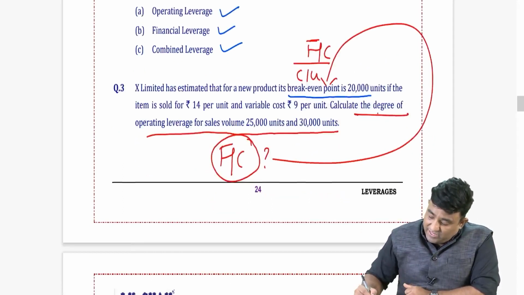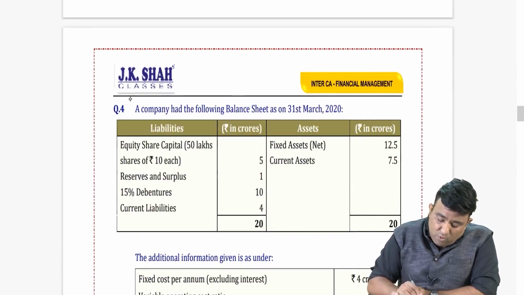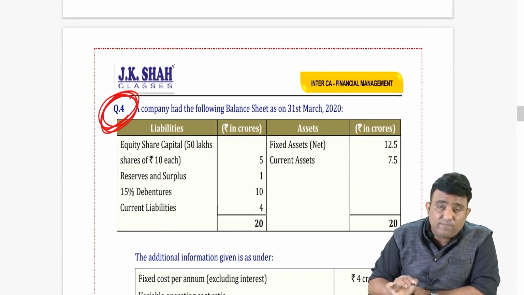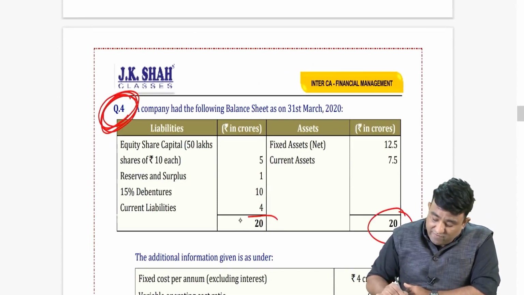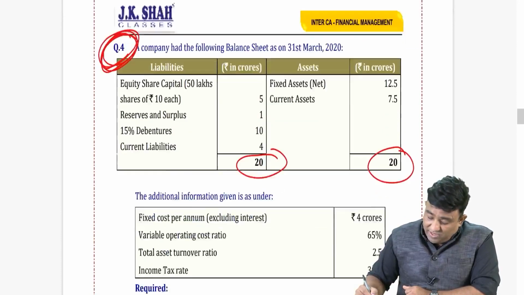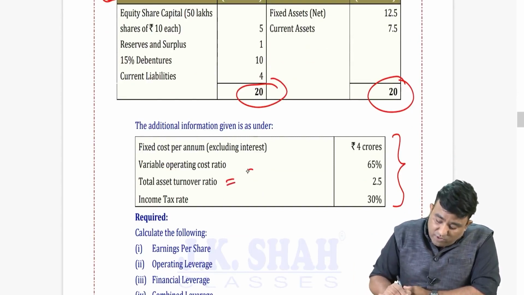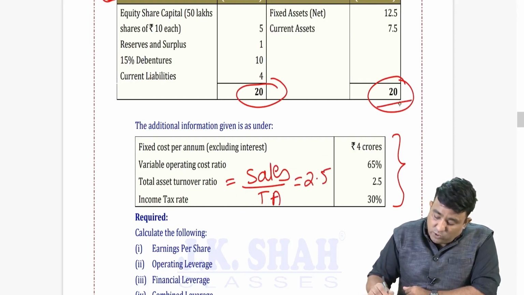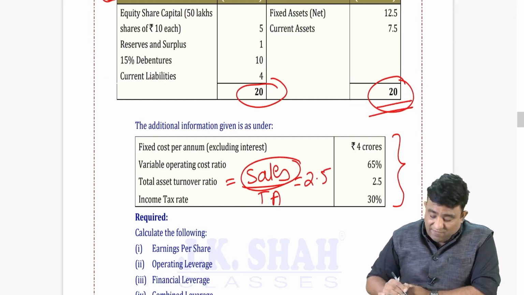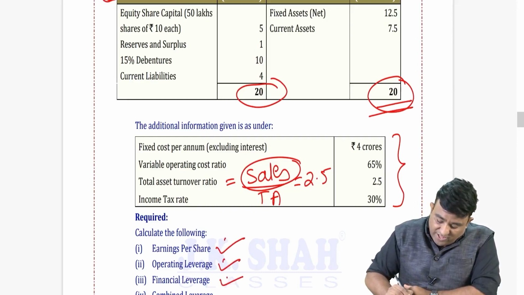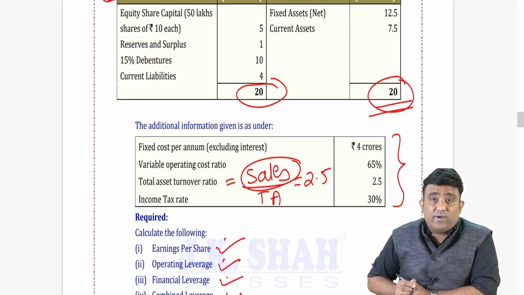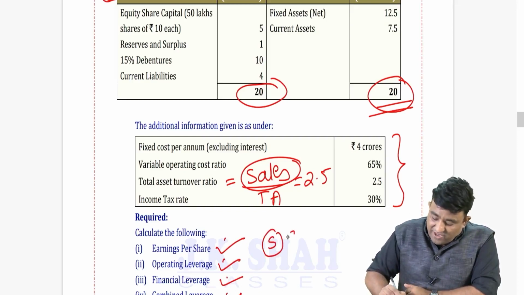Fair enough? And thereafter, next question, student, this is the most frequently asked question at your level. One company's balance sheet is given, asset slabs are given, certain information of fixed cost, variable cost, total asset turnover ratio. Student, what is the formula of total asset turnover ratio? Sales upon total asset. 2.5 is given. We have total asset, we can calculate sales. And after calculating sales, just apply the income statement. You are done with EPS, operating leverage, financial leverage and combined leverage. Clear everyone?